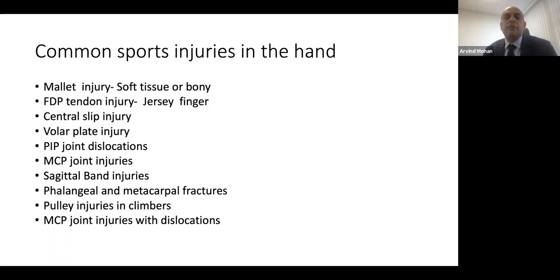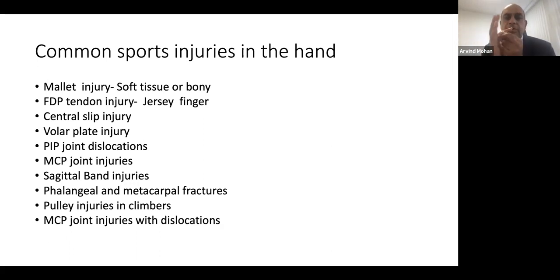These are the common hand injuries which I see in my practice, starting from the tip of the finger. You can have mallet injuries, which are injuries to the extensor mechanism. Then you can have flexor tendon injuries. There can be central slip injuries, which are based around the PIP joint on the dorsal side. Volar plate injuries would be on the volar side of the finger.